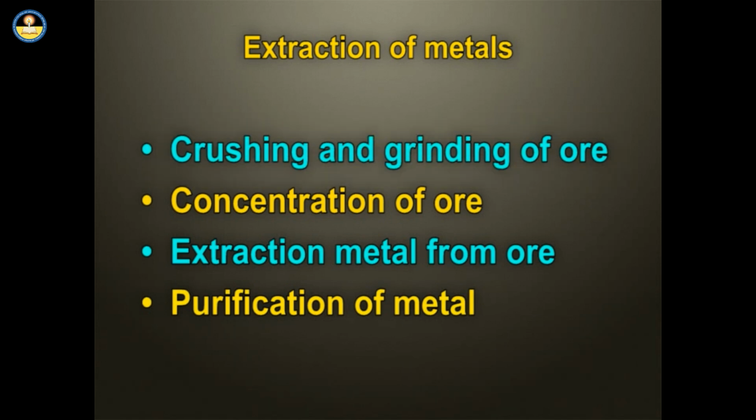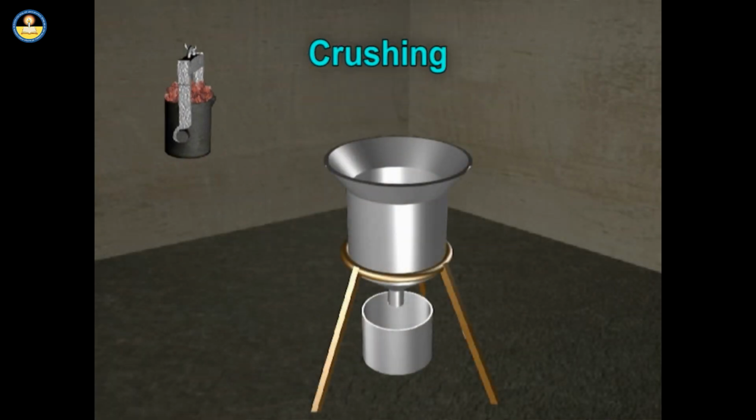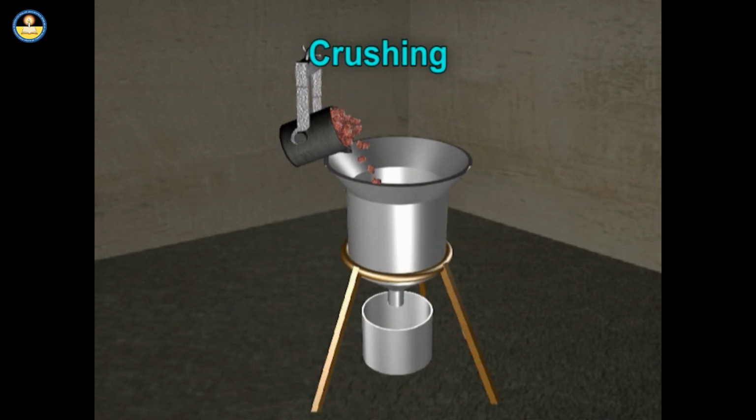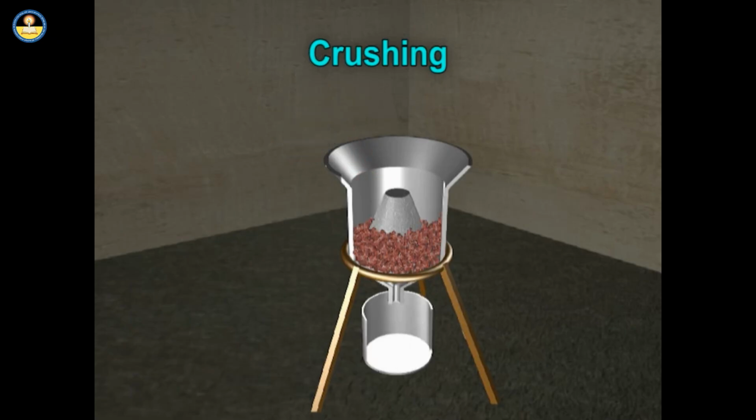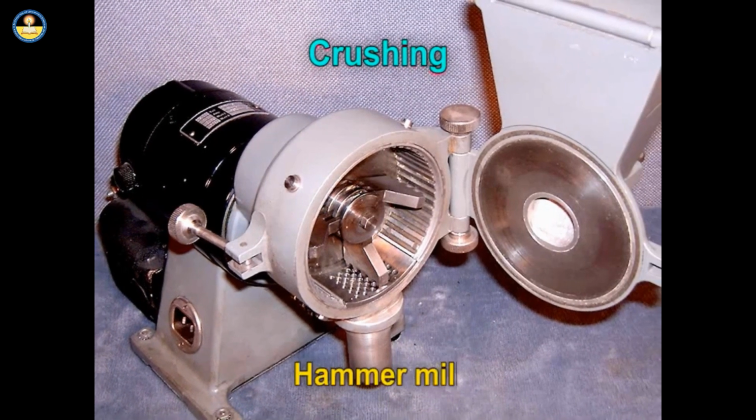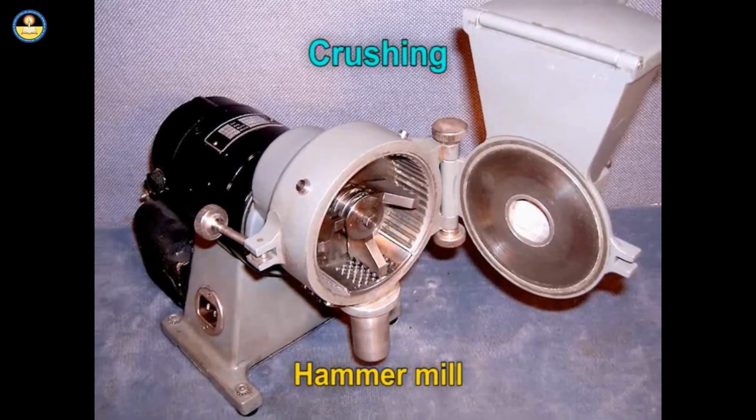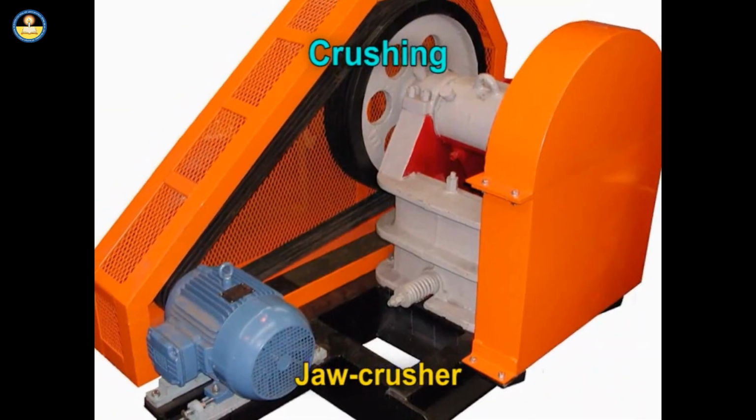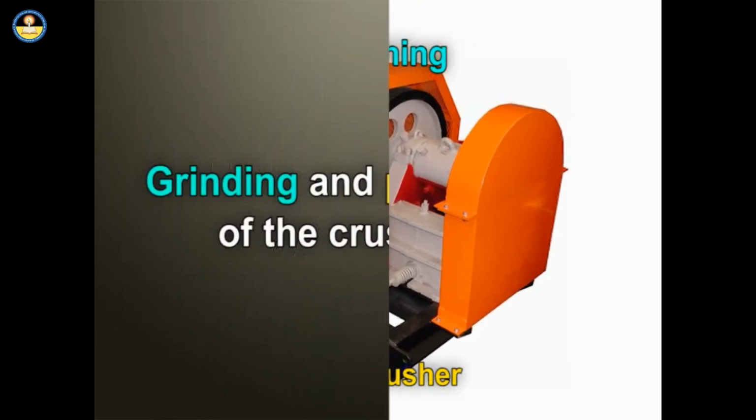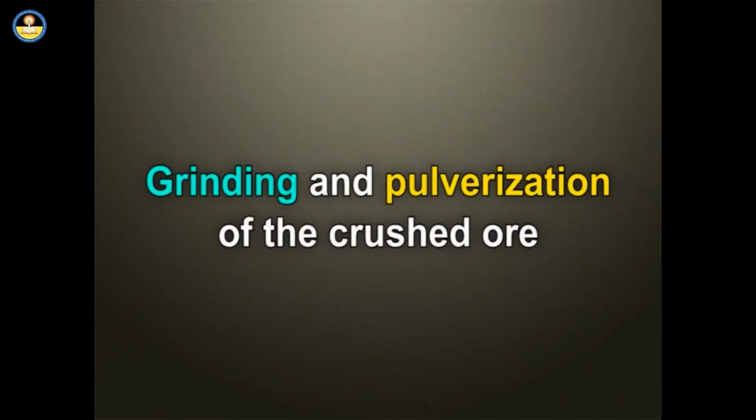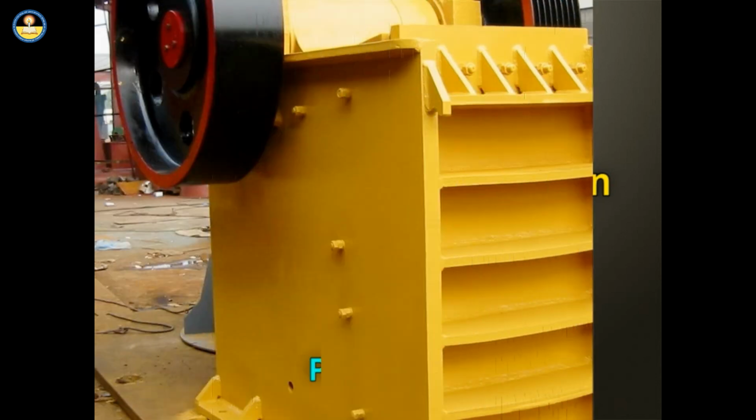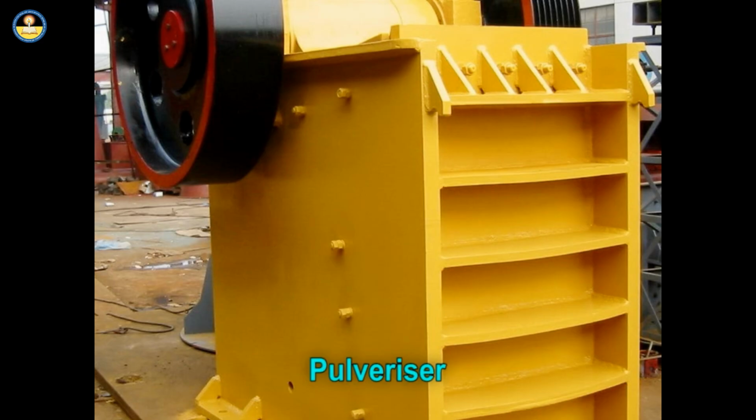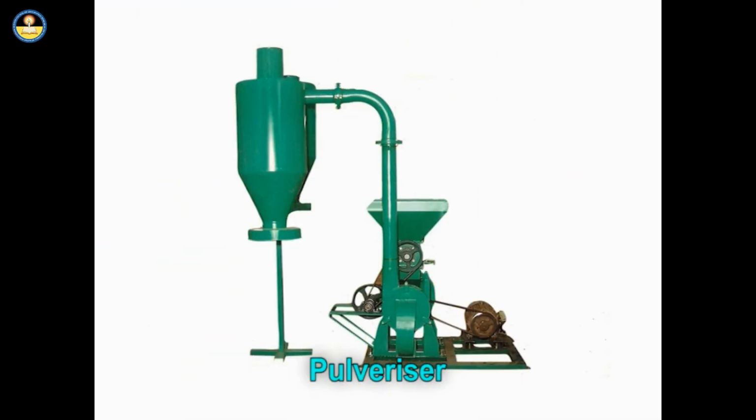Let us begin with the first one, that is crushing. Extracted ore often occurs in big lumps. It is essential to break it into smaller pieces. The lumps are crushed to smaller pieces by hammering in a hammer mill or by help of a jaw crusher. We will next learn about grinding and pulverization of the crushed ore. The crushed ore is then finally pulverized to fine powder state in a stamp mill or a pulverizer.